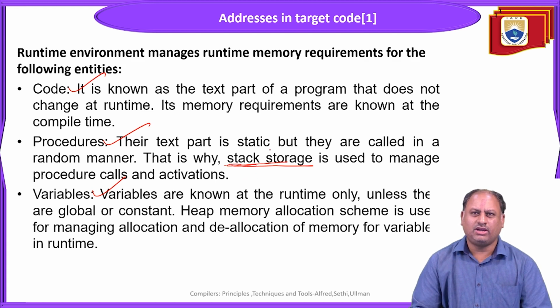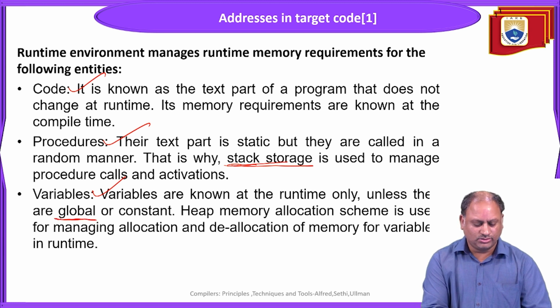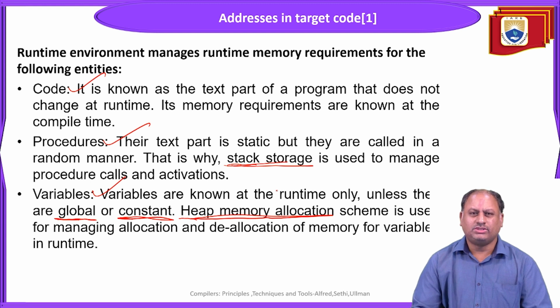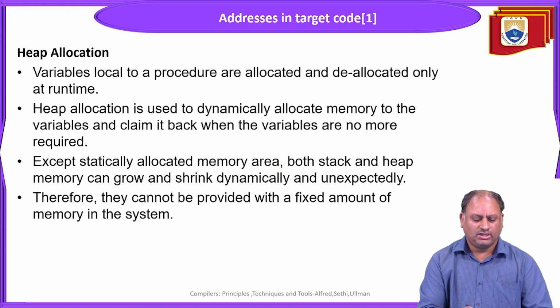Then there are static data items and some variables which are used at runtime only, that is global variables, or sometimes we can call them constant variables. And heap is also one of the memory allocation schemes, mainly used for allocation and deallocation of memory for variables at runtime. Heap allocation applies to variables which are local to a procedure. Allocation means allotment, and deallocation means removal of these entities at runtime. It is used for dynamic allocation of memory to variables and claiming it back when the variables are not required.